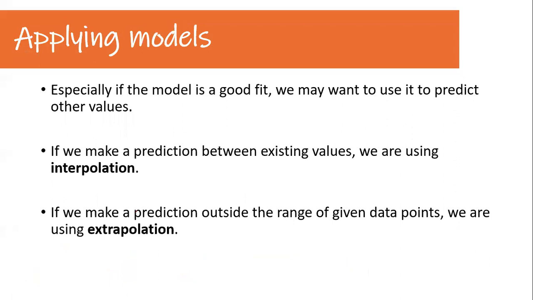Now, especially if our model is a good fit, we may want to use it to predict other values. If you're making a prediction between existing values, you're using interpolation. And if you're making a prediction outside the range of given data points, you're using extrapolation. So interpolation is within the bounds of the graph. Extrapolation is outside the bounds of the graph. So if you have data from x equals 5 to 10, and you make a prediction for x equals 7, since 7 is between 5 and 10, you're interpolating. If you make a prediction for x equals 12, then you're outside that 5 to 10 range. So now you're extrapolating.